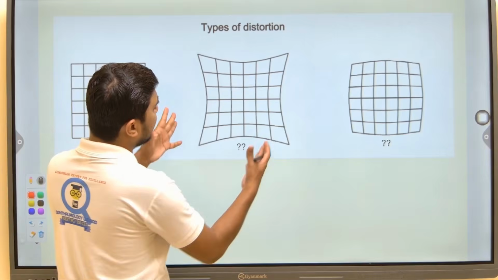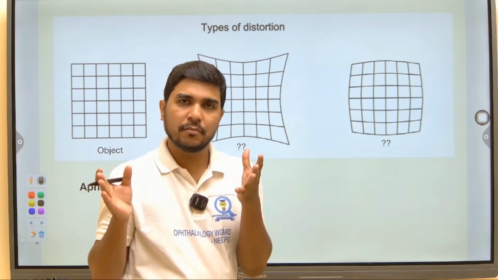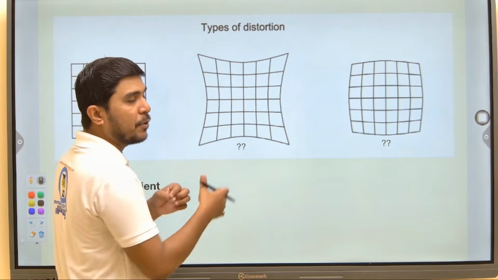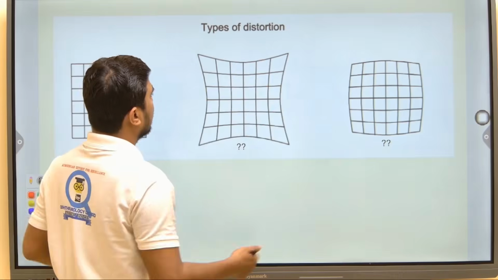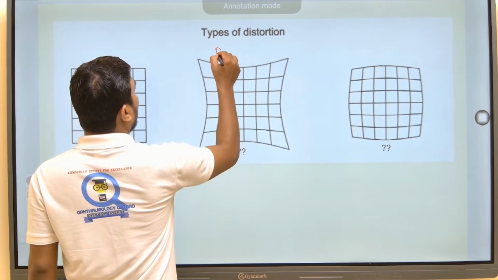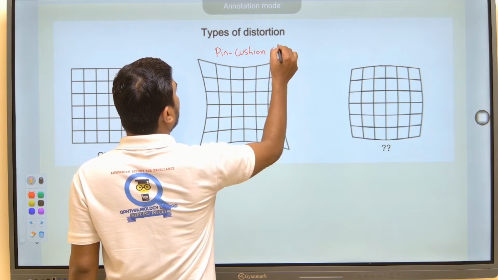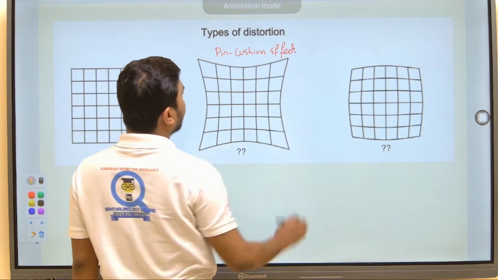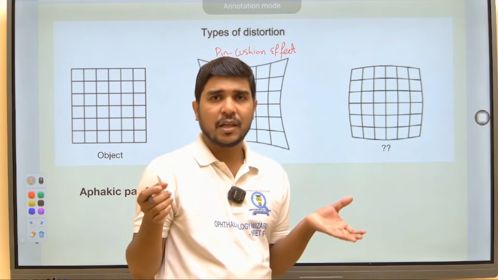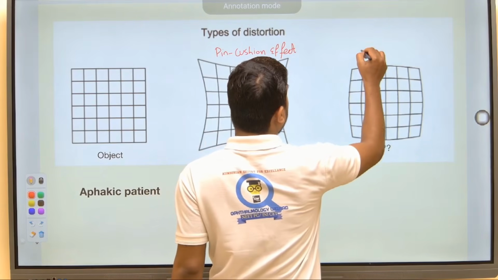Can you see this? This is the cushion type. You have a cushion in your home, right, on your sofa. Have you seen this type of cushion? Circular like cones. So this will be the pincushion effect. And have you seen a barrel of wine in movies, everywhere? You see a barrel of wine like this. So this will be barrel distortion.